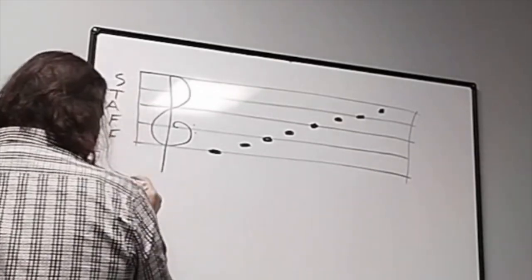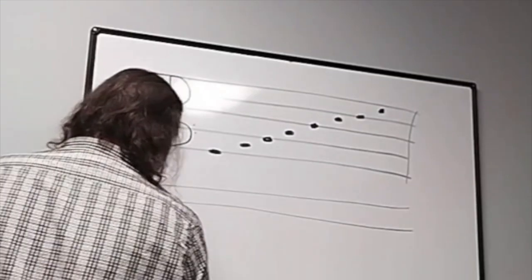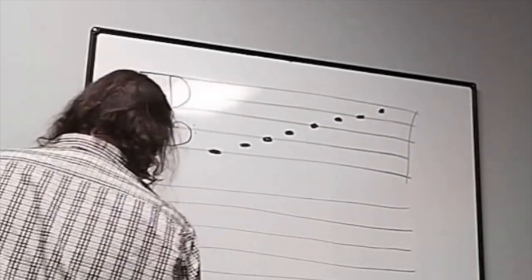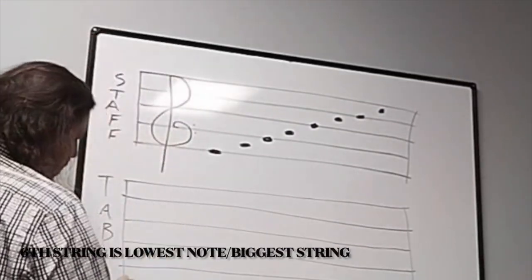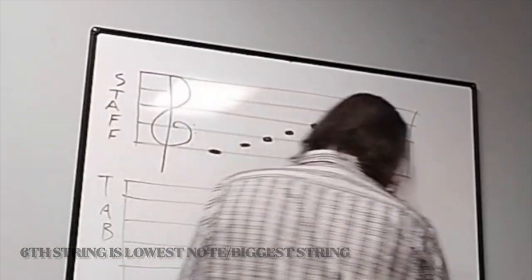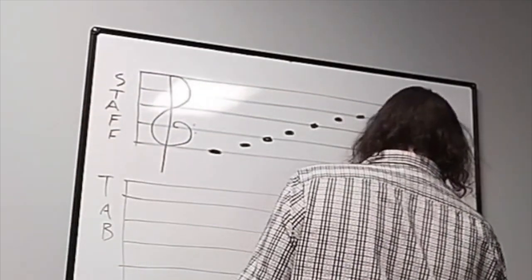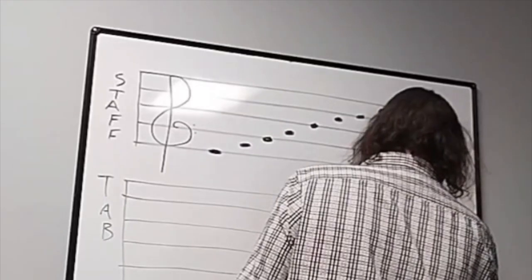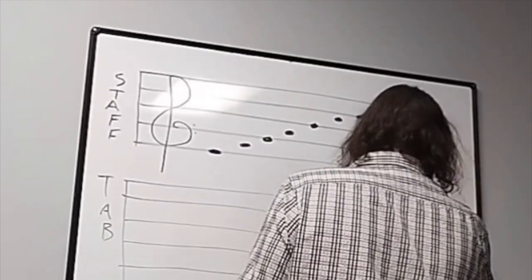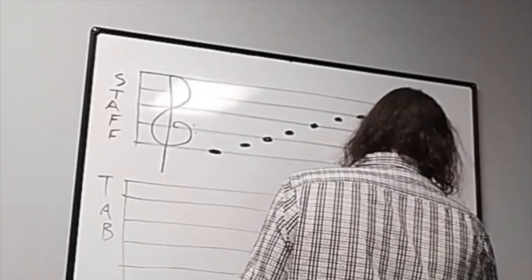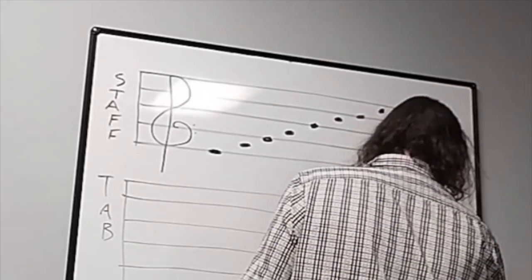So the guitar has 6 strings, right? 1, 2, 3, 4, 5, and 6. This is the 6th string of the guitar. So your 6th string is going to be here, right? Your 5th, your 4th, your 3rd, your 2nd, and your 1st. So this is E, B, G, D, A, E.